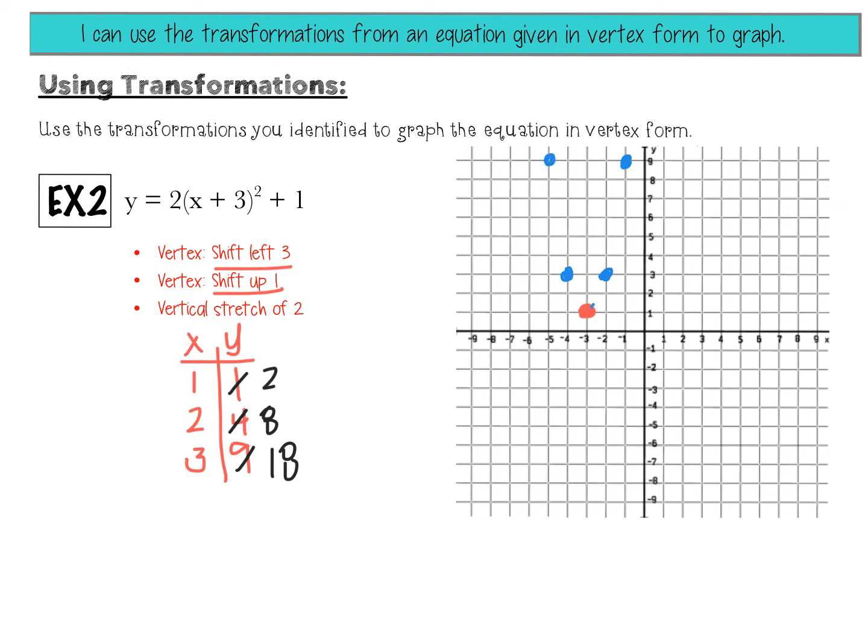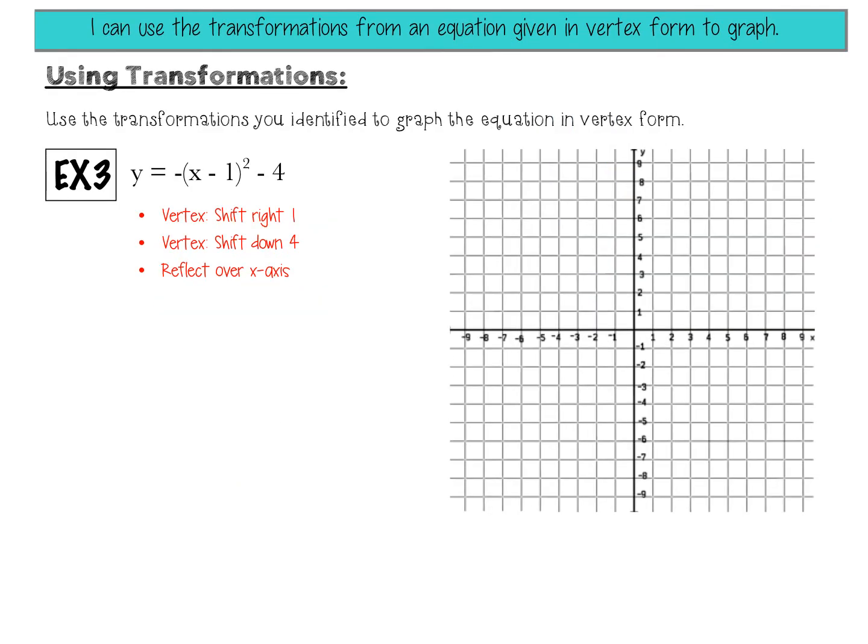I only need 5 points to make a graph. And I have them. So I can see that vertical stretch of 2. So I've applied all 3 transformations. It shifted left 3, up 1, and it had a vertical stretch of 2. So that is how I graph in vertex form. All right, so I want you to pause the video, and I'd like you to try to graph this one on your own.